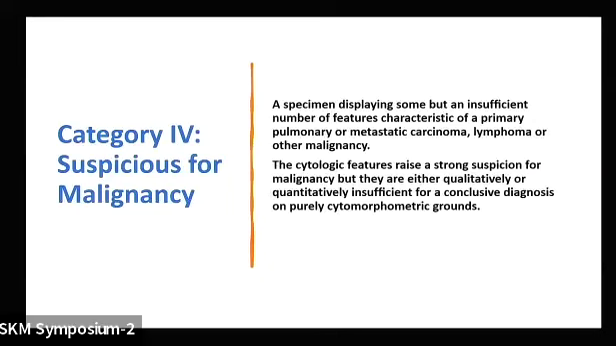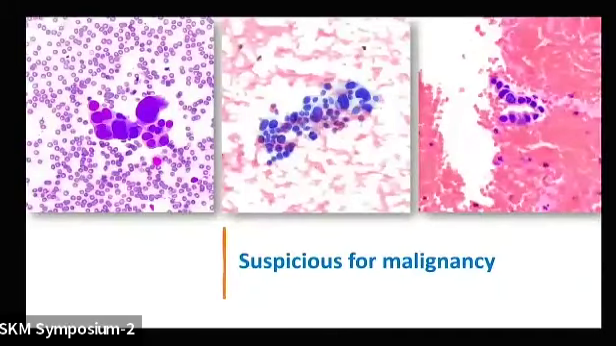And let me show you some examples. These are 3 images here. The left one is a Diff-Quik stain smear. The middle picture represents a Pap stain smear. And on the right-hand side is a cell block.